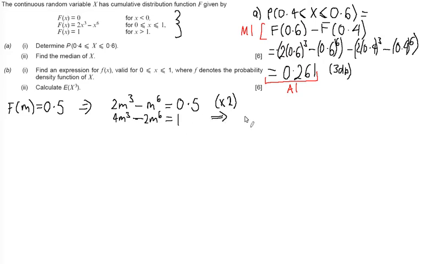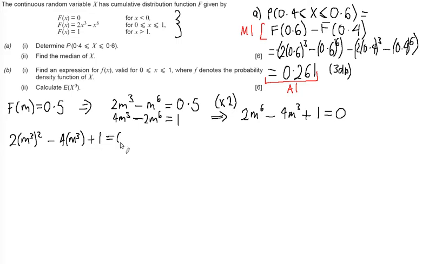And then when I rearrange that equation, we're going to get 2m to the power of 6 minus 4m cubed plus 1 equal to 0. Now, what you may or may not notice at this point is that this is actually a quadratic in the term m cubed. We could rewrite this as 2 lots of m cubed squared minus 4 lots of m cubed plus 1 equals 0. You can consider this to be 2 lots of, let's use another variable, a squared minus 4 lots of a plus 1 equal to 0, except a is actually m cubed.